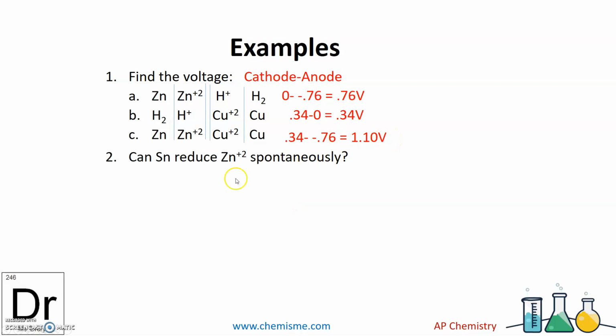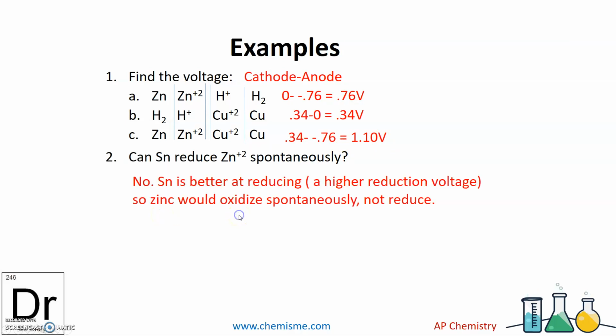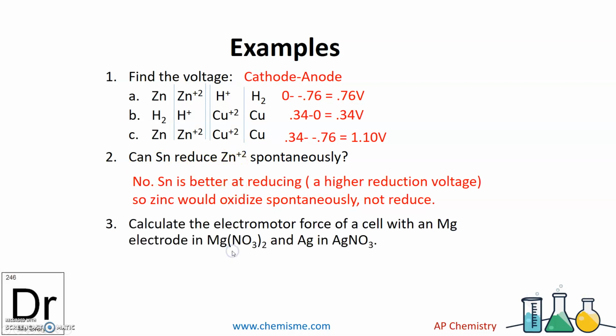Another type of question you might see is, can tin reduce zinc spontaneously? So what you would have to look up is the reduction potentials. Tin is better at reducing at a higher voltage, so zinc would oxidize spontaneously, not reduce. So it's saying tin reducing zinc. Will zinc reduce? No, it's better at oxidizing.